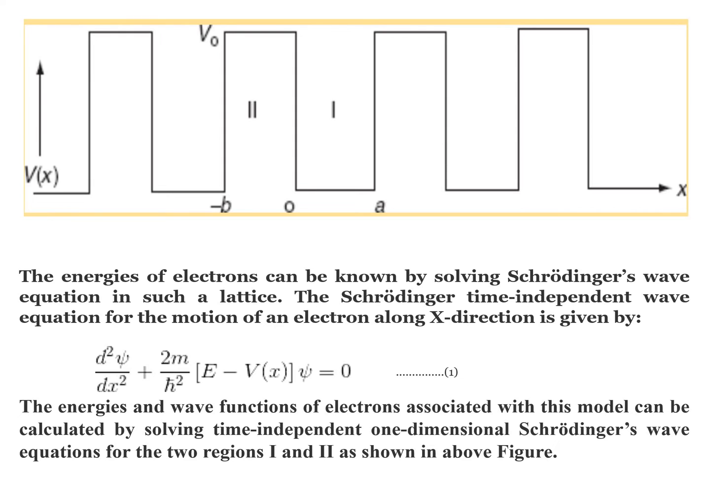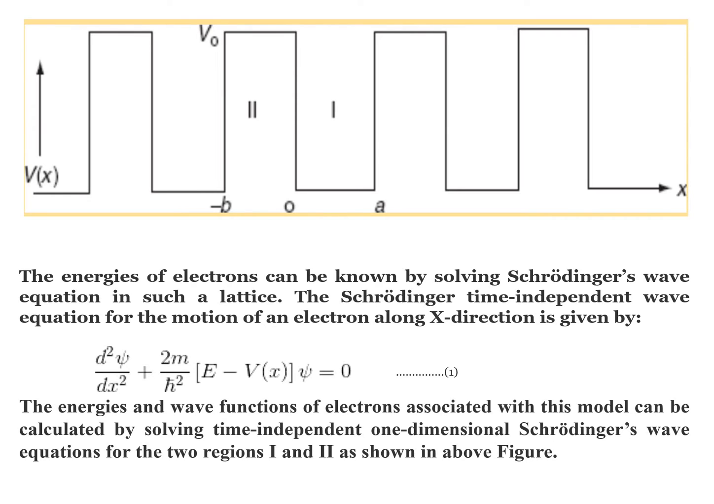We can solve this equation to find the solution for this problem. Here is Schrodinger's time independent wave equation: d square psi by dx square plus 2m by h cross square into E minus V of psi is equal to 0. Here psi is the wave function, m is the mass of an electron, h cross is h by 2 pi, E is the total energy of an electron, and V is the potential of an electron.